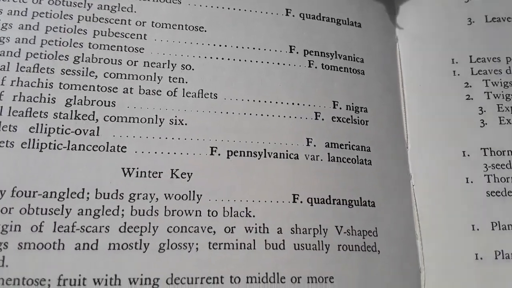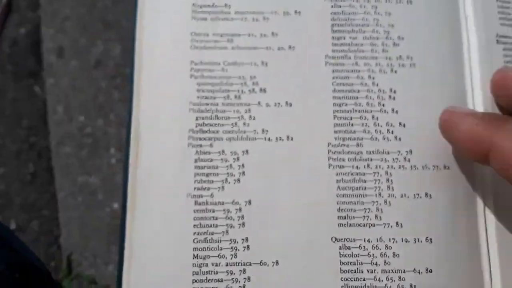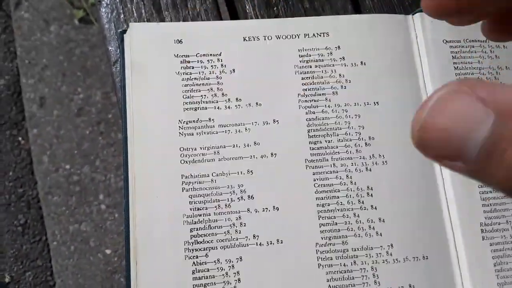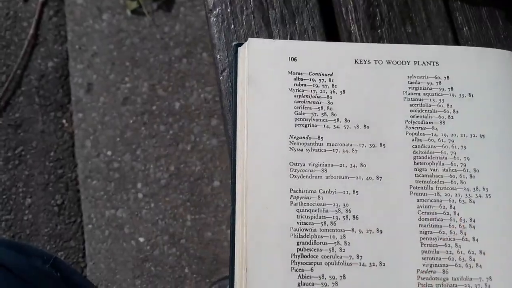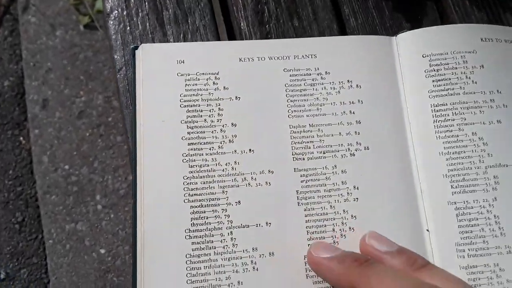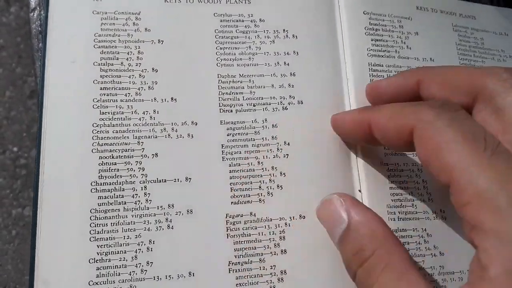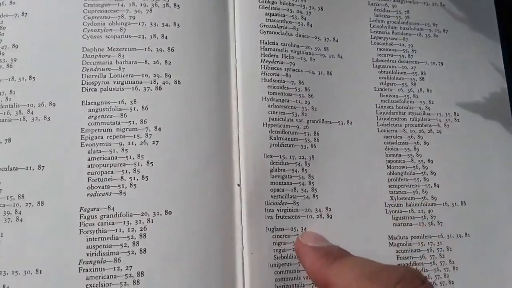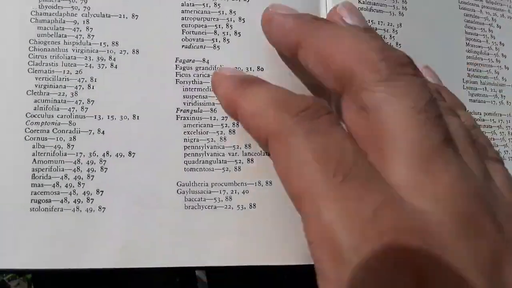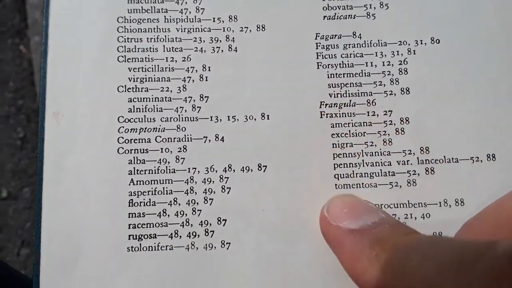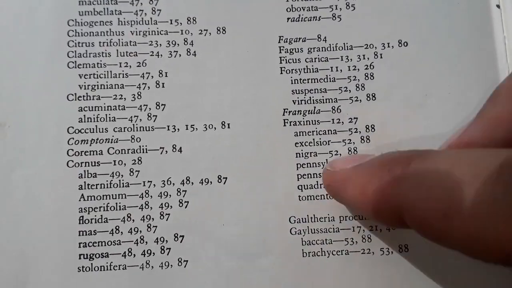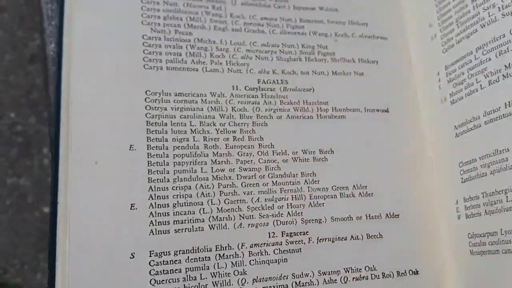All right, if you want to know more about that, you go to the back of the book, look in the index. Where do you find Fraxinus? You call up your kindergarten skills and look for F, D, E, F. Okay, Fraxinus. Page 88, which happens to be my favorite number.